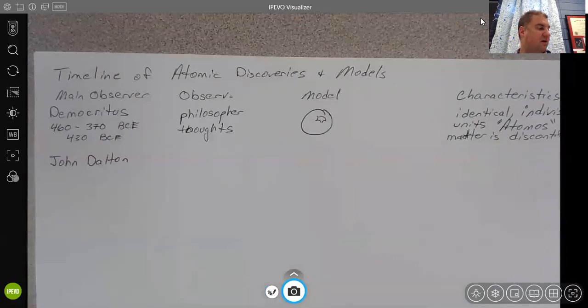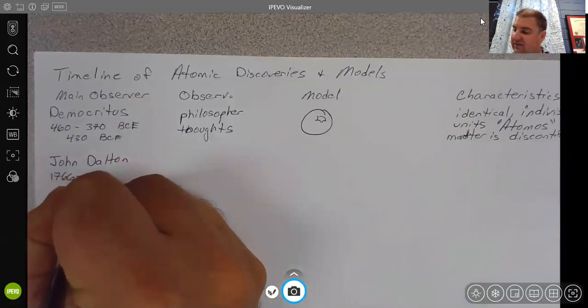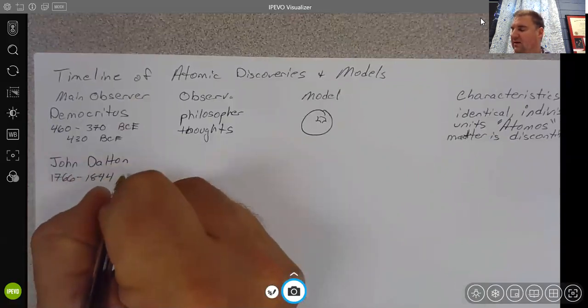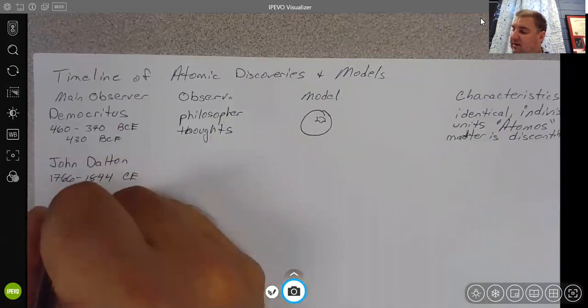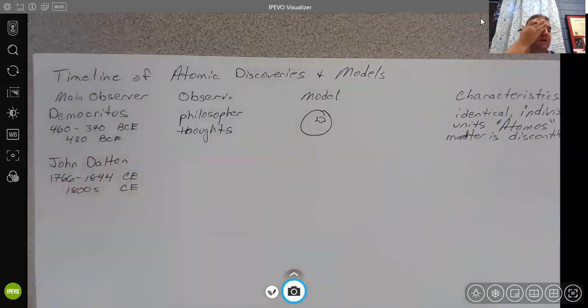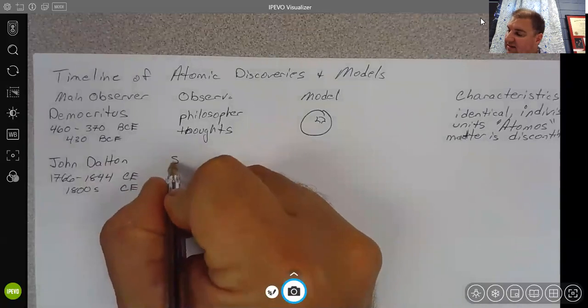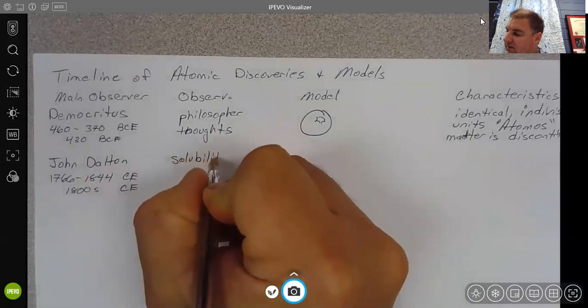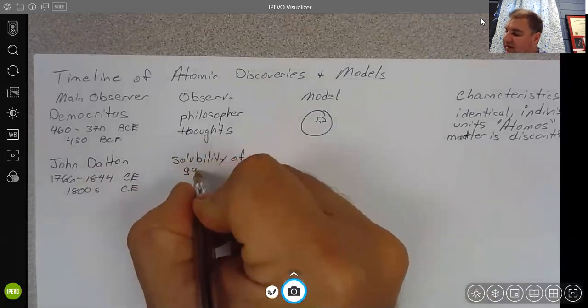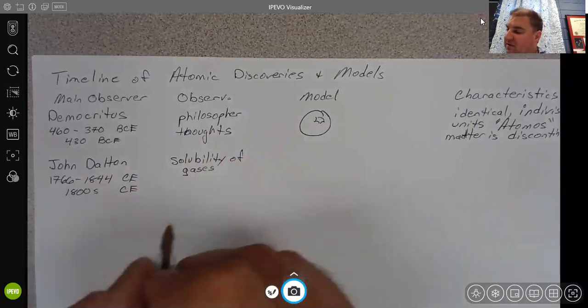So John Dalton was really the next one to come along and to do any work on this. And Dalton was alive from 1766 to 1844, and is credited with doing this work in the early 1800s. And what Dalton did, he did a bunch of stuff. He looked at the solubility of gases, so taking different gases and putting them into water or other types of solutions. And he looked at the combination of elements in different proportions.